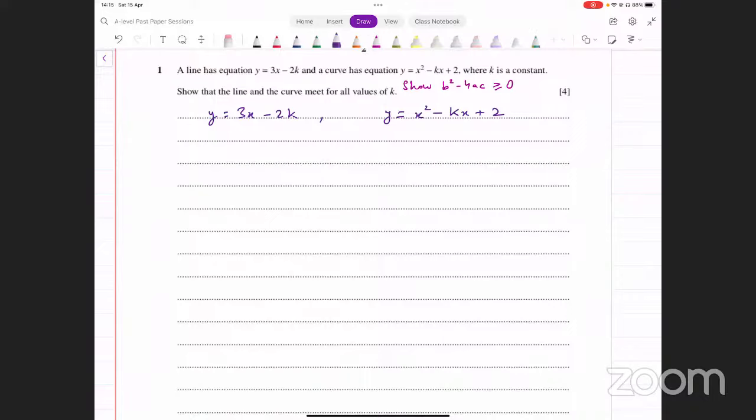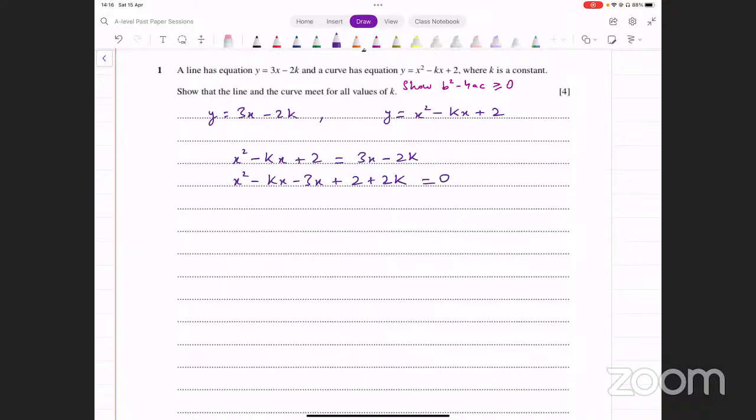Let's see what that gives us. So we have 3x minus 2k. Let's actually keep the quadratic one on the left side. It's going to make things easier. Left side पे सब कुछ लेकर आएंगे बाद में. x square minus kx plus 2, that equals 3x minus 2k. Let's take everything to the left side. That gives us x square minus kx minus 3x plus 2 plus 2k equals 0.